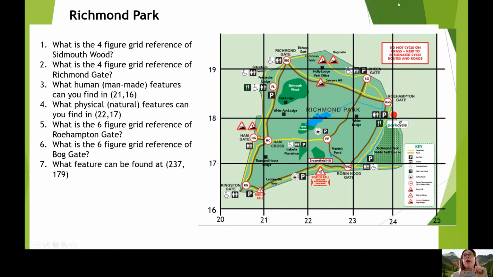So we would go then to the bottom left-hand corner and go left until we hit the northings. We hit 18, and we then have to imagine there are 10 imaginary lines going up here. And I would say that's not quite halfway, and it's a bit closer to halfway than it is to the bottom. So I would say that is 18.3 or 18.4. So the 6-figure grid reference for Roehampton Gate would be 239184. Please complete the rest of these questions and pause this video now.